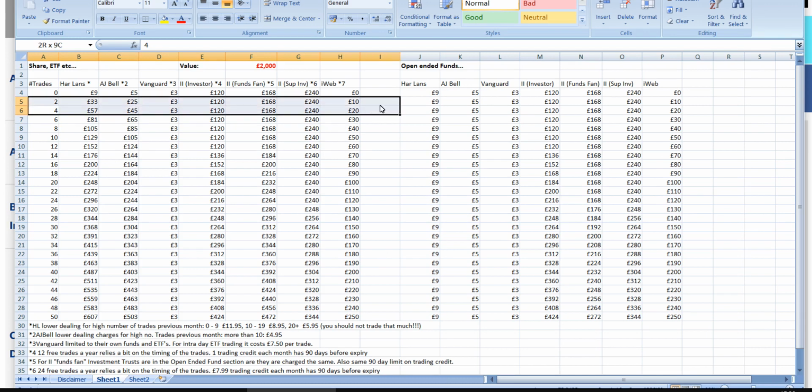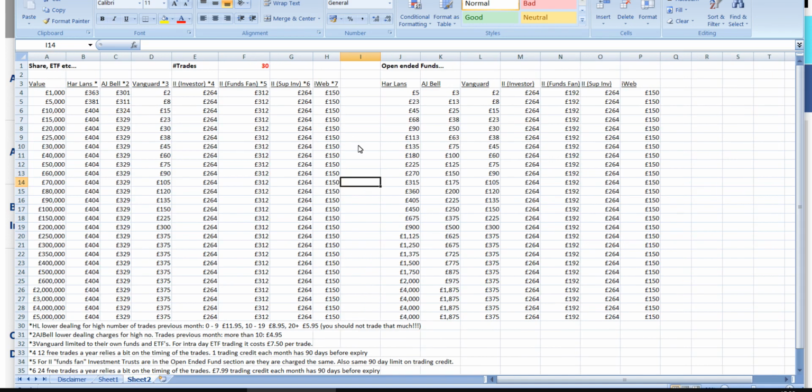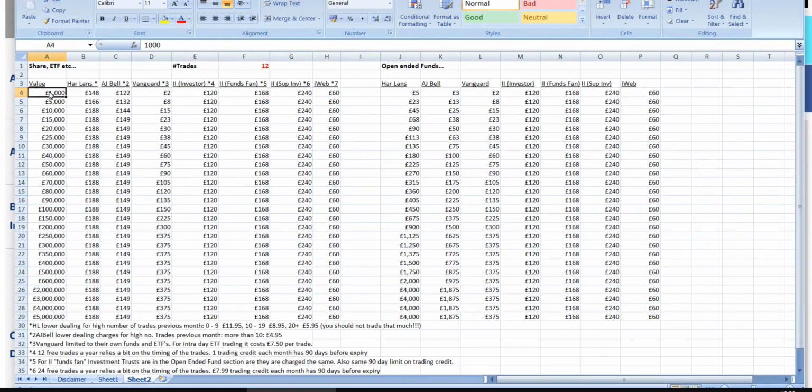I personally don't see why you can't just buy 4 times a year, on that line. And then for each of those, it calculates the costs using Hargreaves Lansdown, AJ Bell, Vanguard, 3 different interactive investor price structures, and iWeb. And it does it separately for shares and ETFs and for open-ended funds, mainly because some of the providers charge completely differently for open-ended funds than they do for shares, ETFs, things like that. And then in sheet 2, I've done it the other way around. So we can type in the number of trades per year, and then each row is a different value of the portfolio. Again, I've done it separately for shares and ETFs and open-ended funds.